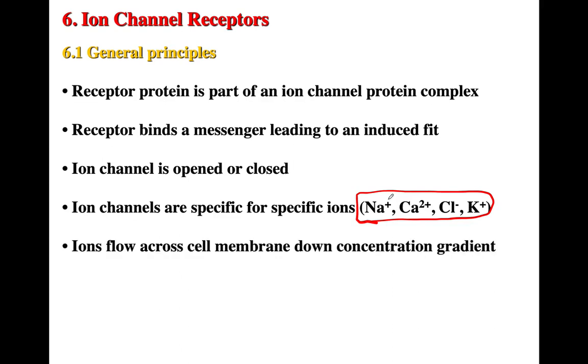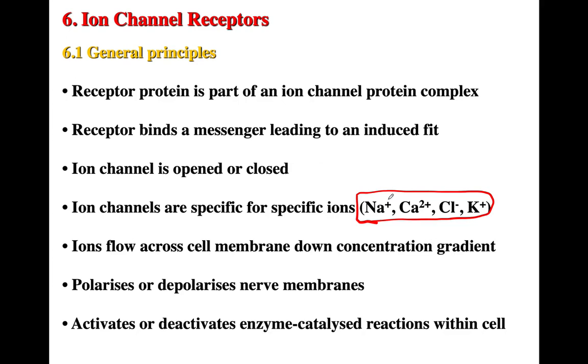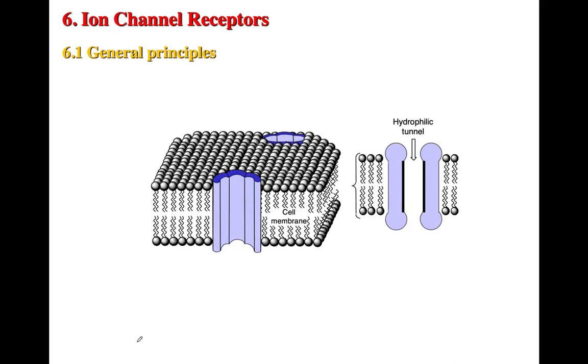Normally ions will flow across the cell membrane down a concentration gradient, and you will have to polarize or depolarize nerve membranes. As we've seen before, when you activate a receptor, you can either activate or deactivate an enzyme catalyzed reaction within that cell. Looking at this here, the ion channels are actually going to allow charged ions to go through a hydrophilic tunnel and pass through the cell membrane, which is hydrophobic. So those ion channels really provide safe passage for these ions that would not otherwise be able to go through the cell membrane.